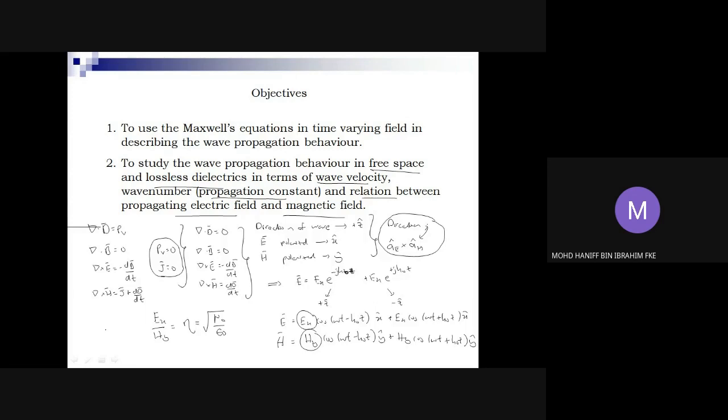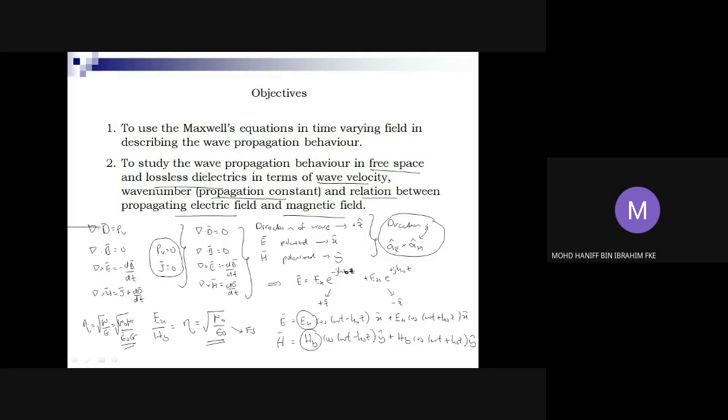And for the case of lossless dielectric, eta will be the square root of mu over epsilon, which is the square root of mu naught mu r divided by epsilon naught epsilon r. So these are the differences between the impedance for free space and the impedance of the medium, in this case the lossless dielectric, which should be based on this equation. By now, I hope that you can distinguish the behavior of wave propagation in free space and in a lossless dielectric.